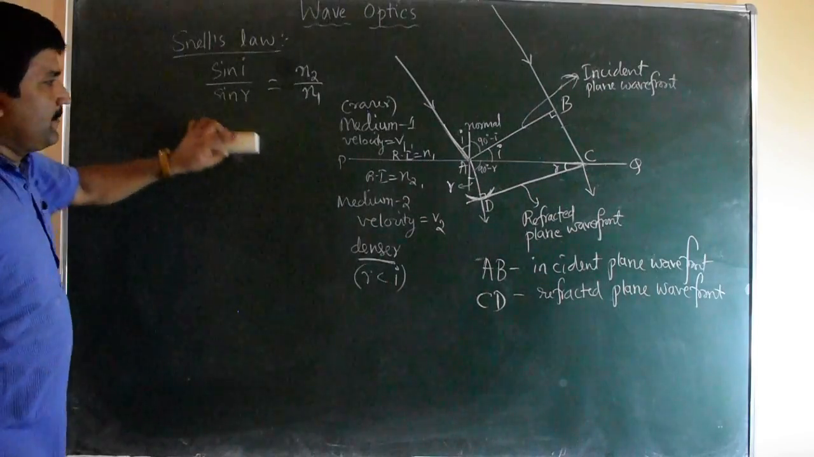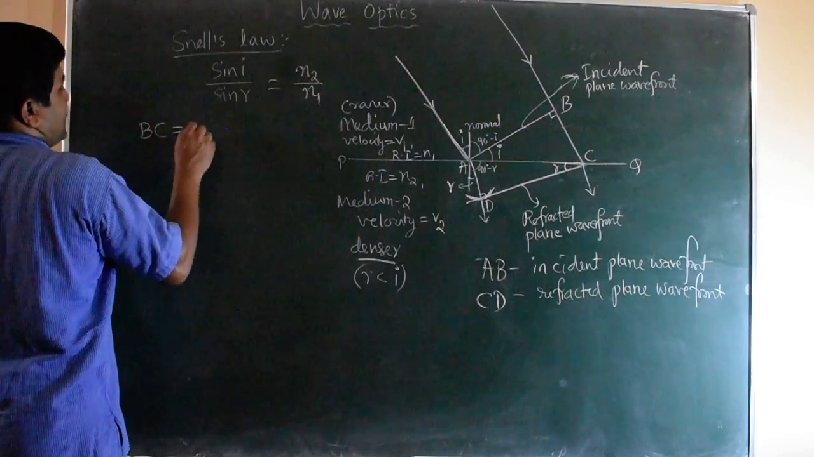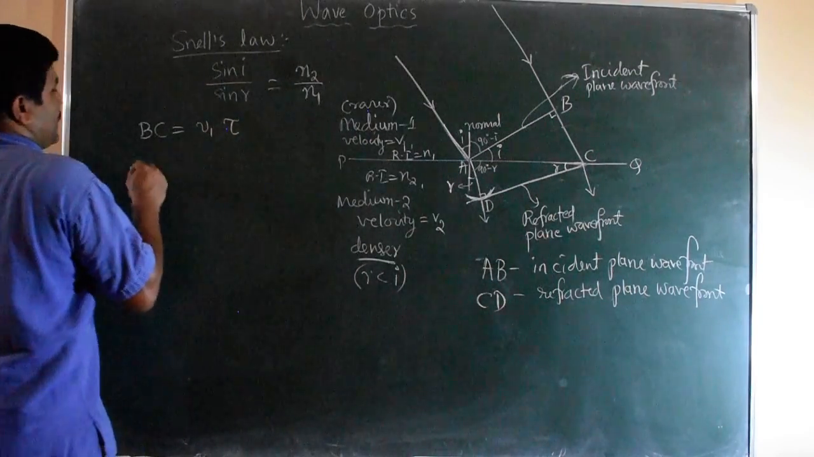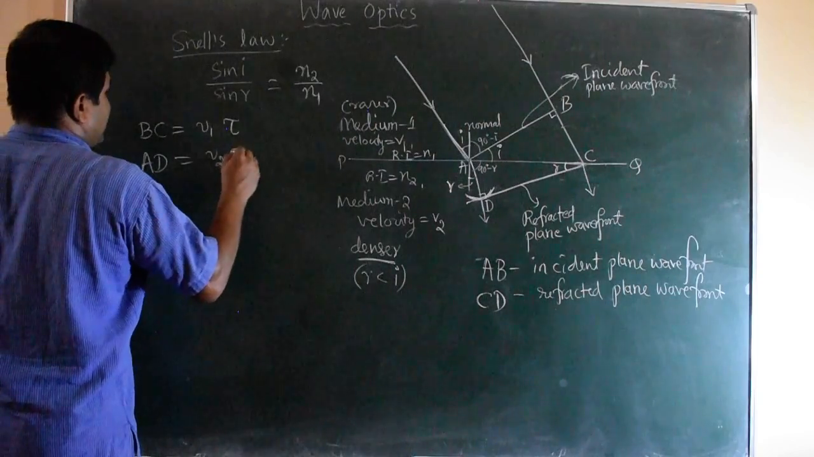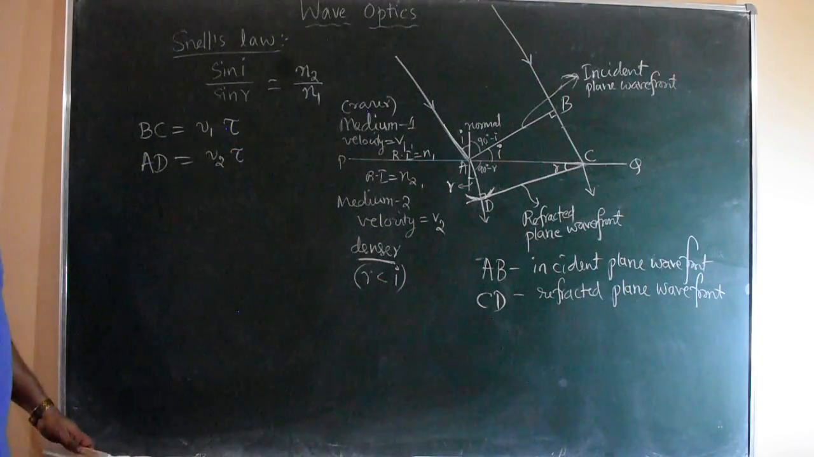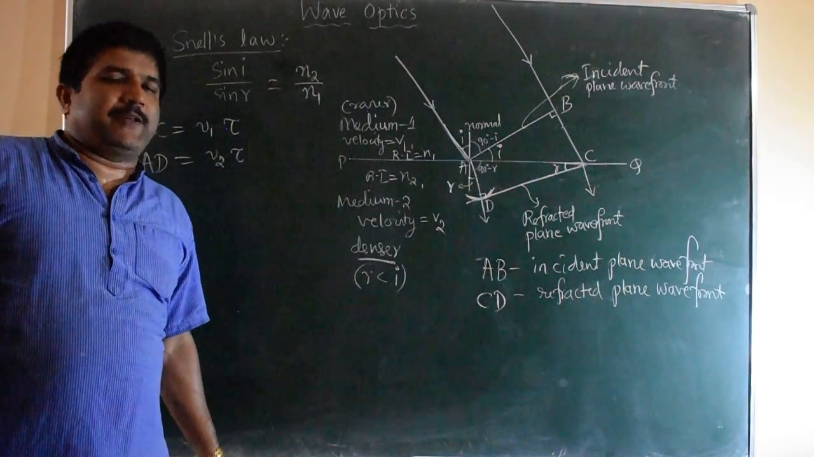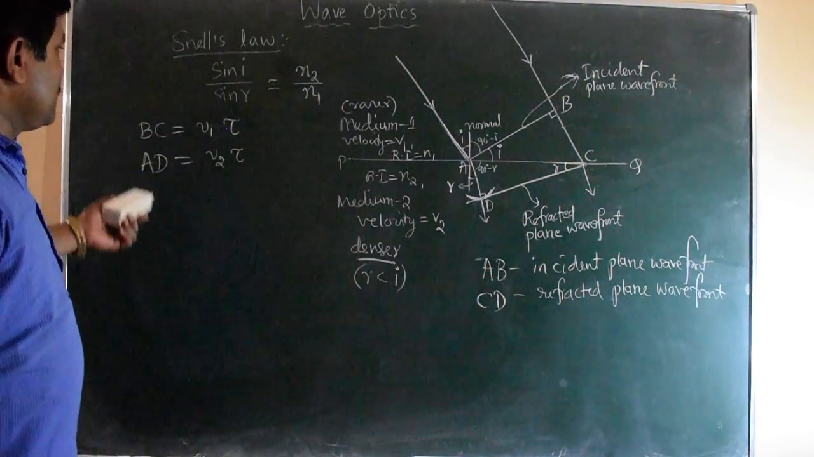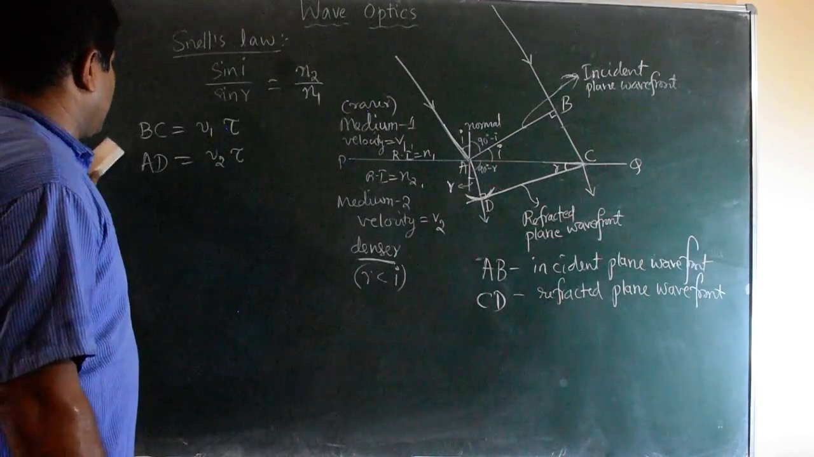Okay, so then you can define now: BC equals V1 tau and AD equals V2 into tau, because the distance traveled is equal to speed of light into time. Speed or velocity magnitude is the same. So BC equals V1 tau, AD equals V2 tau.